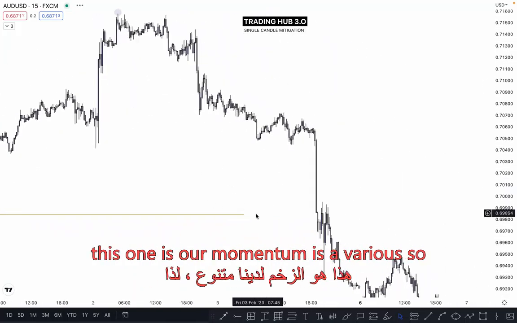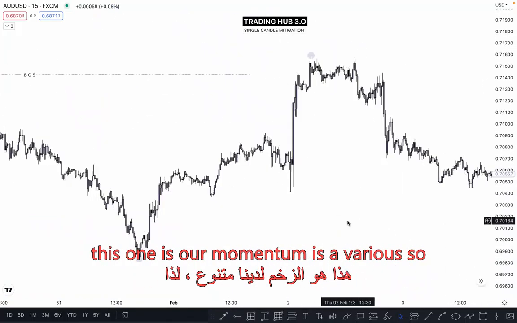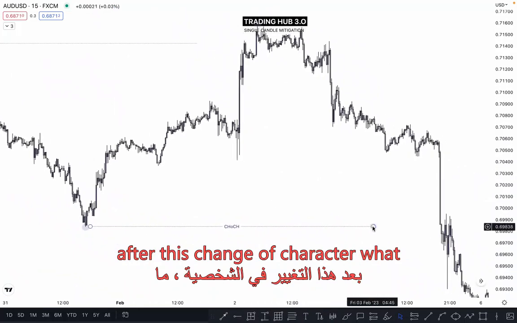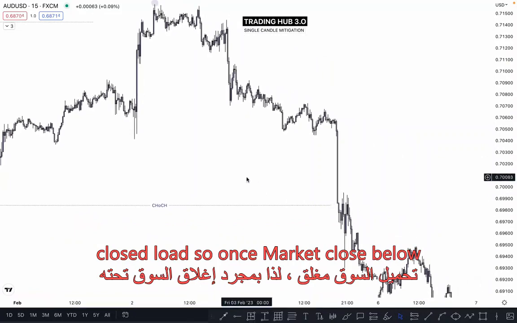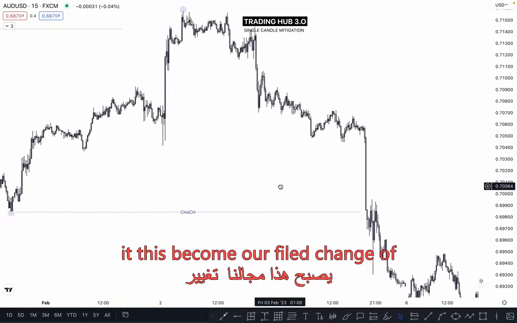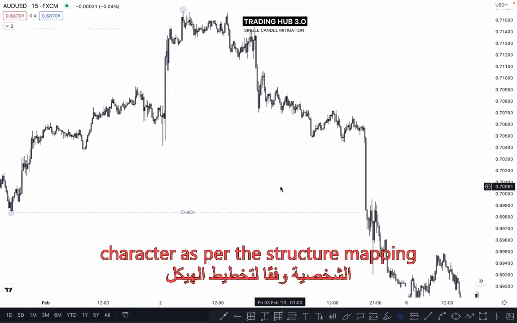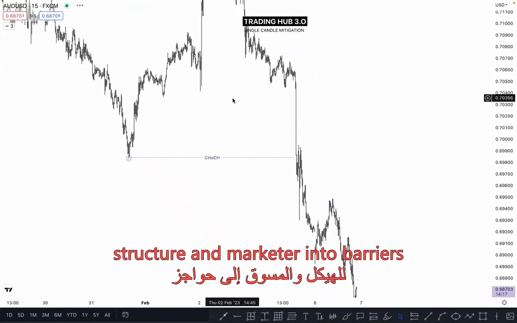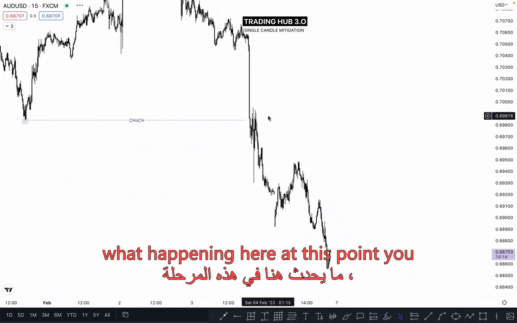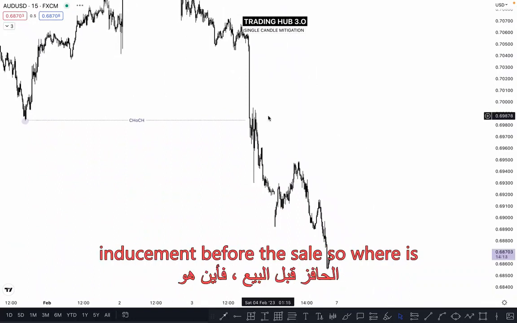So right now our momentum is bearish. After this change of character, you can see the market closed below it. Once the market closes below it, this becomes our valid change of character as per the structure mapping, right? So this was our last break of structure and the market turned bearish. At this point, you have to wait for the inducement to be taken out before the sell.